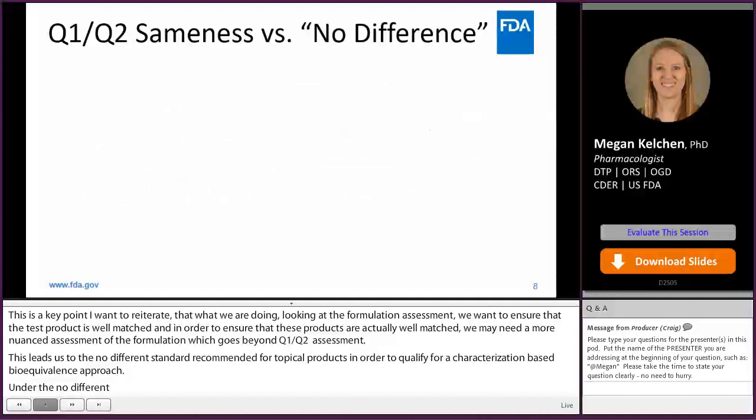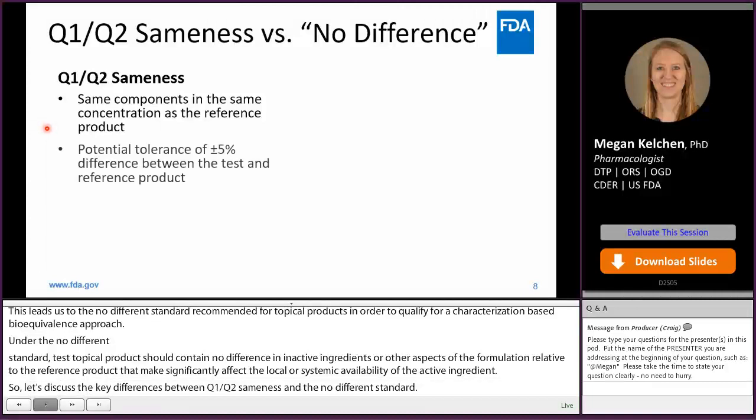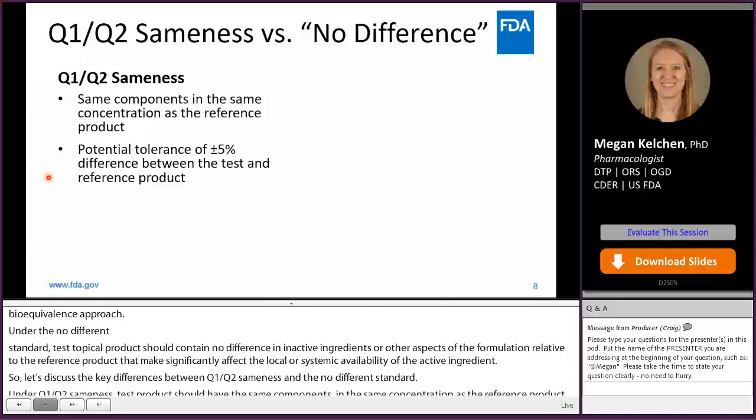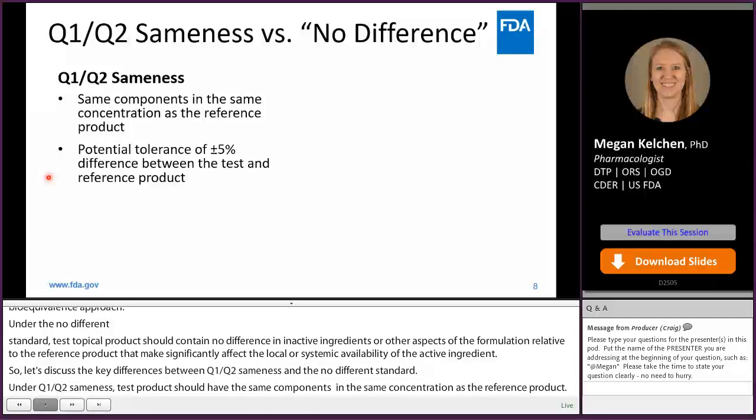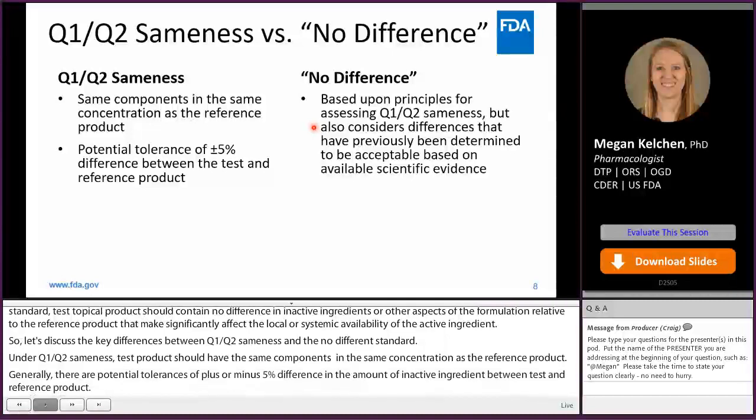So let's discuss the key differences between Q1, Q2 sameness and the no difference standard. Under Q1, Q2 sameness, a test product should have the same components in the same concentration as the reference product. And generally, there are potential tolerances of plus or minus 5% difference in the amount of an inactive ingredient between the test and reference product. The no difference standard is based upon the same principles for assessing Q1, Q2 sameness, but it also takes into consideration differences that may have previously been determined to be acceptable based on available scientific evidence.